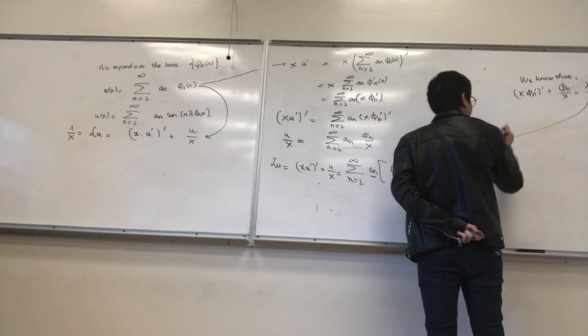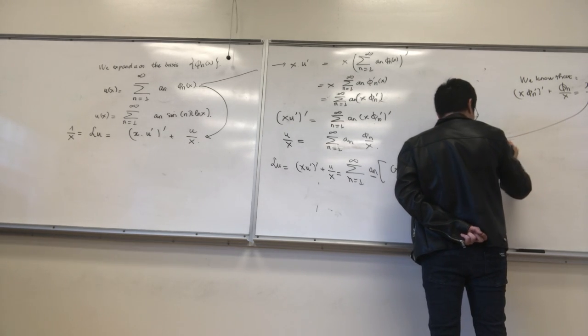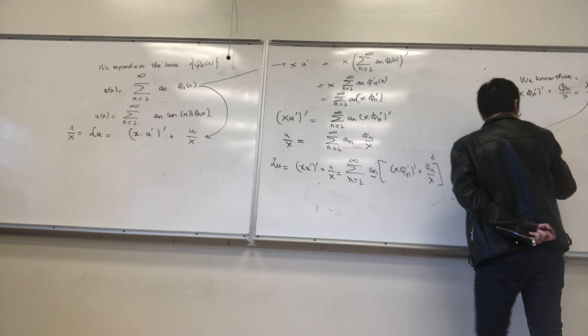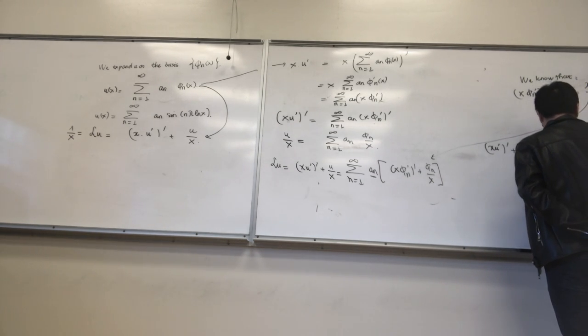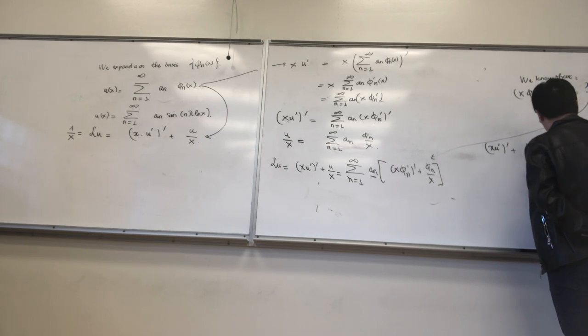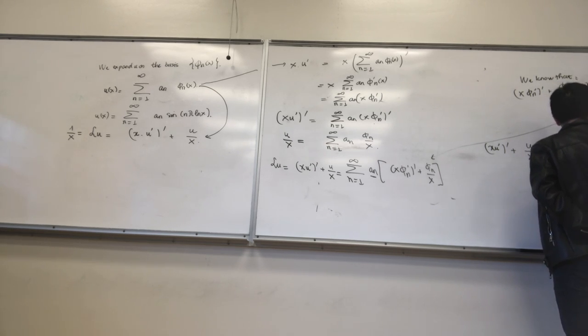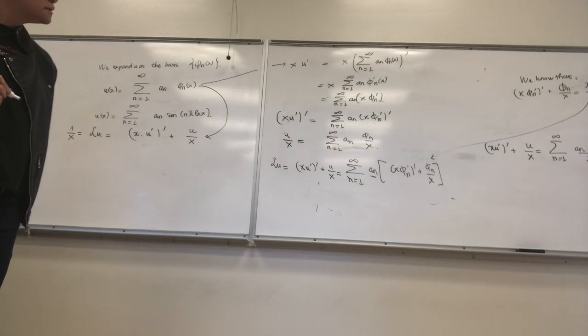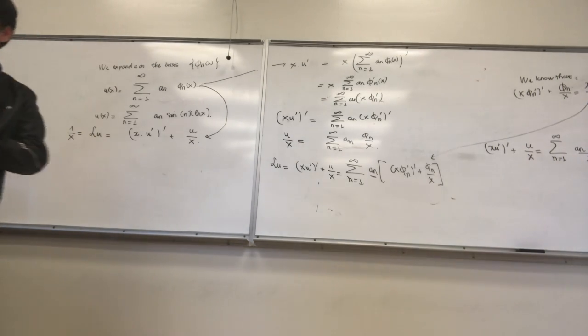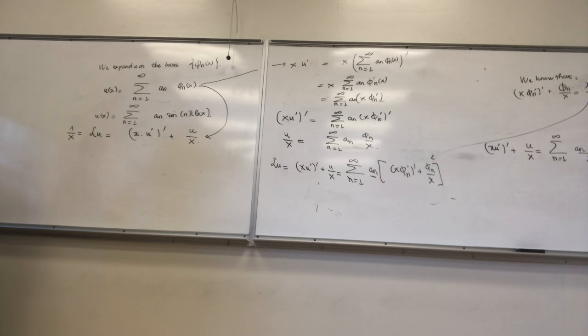So I have x u prime plus u of x, and this is the sum, when n goes from 1 to infinity, of a_n lambda_n phi_n of x. Right? It's good.